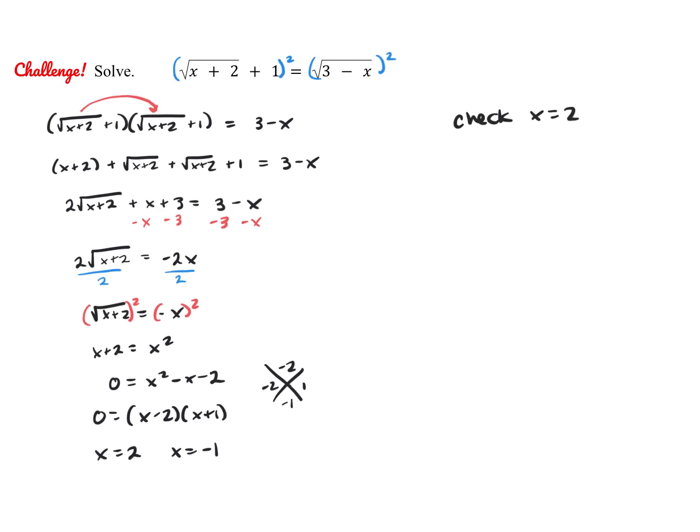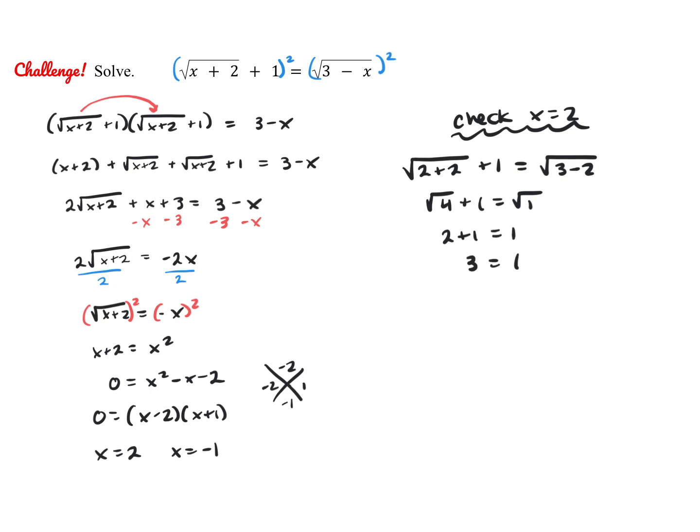So first let's check x equals 2. So square root of 2 plus 2, plus 1, equals the square root of 3 minus 2. Square root of 4 plus 1 equals the square root of 1. And this gives us 2 plus 1 equals 1. So we're left with this statement, and we can see that 3 does not equal 1, so that would give us an extraneous solution here. And then I'm going to check my other possible solution.